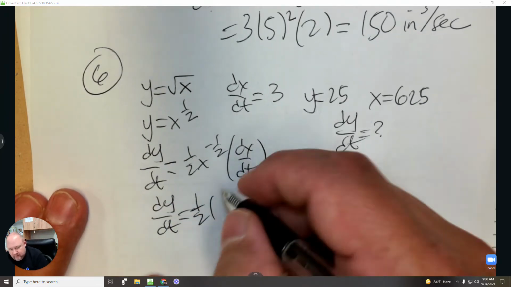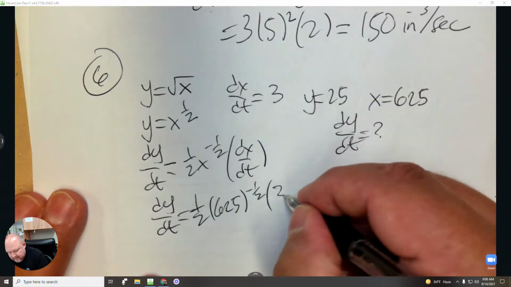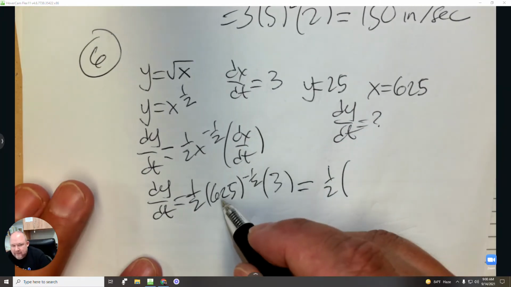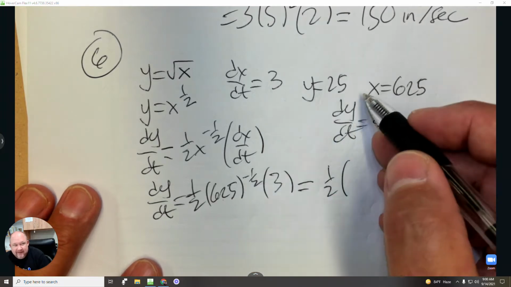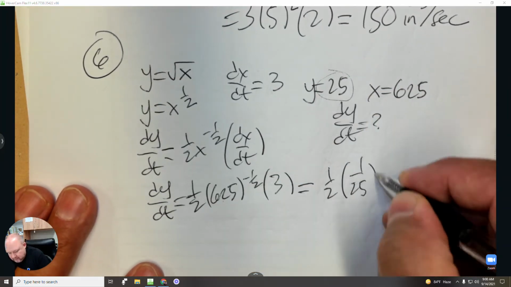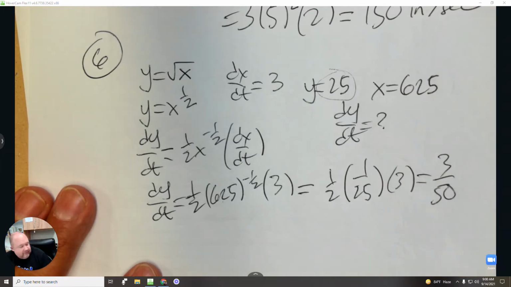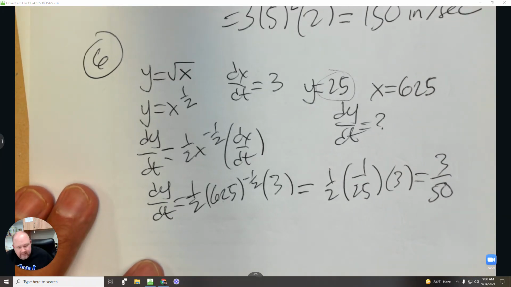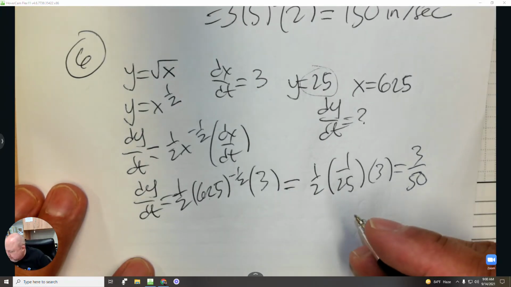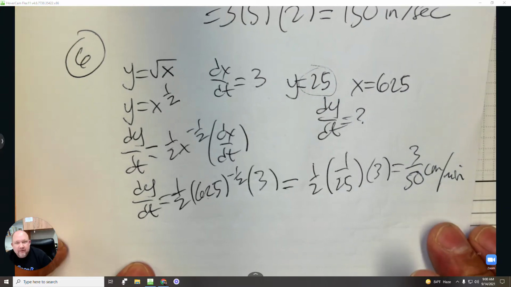The x value is 625, and it's changing at a rate of 3. It's good practice. The square root of 625 is 25, right? And the negative exponent means reciprocal. So if I put this together, it's 3 over 50. And then the unit would be centimeters per minute. All right, number 6 is done.